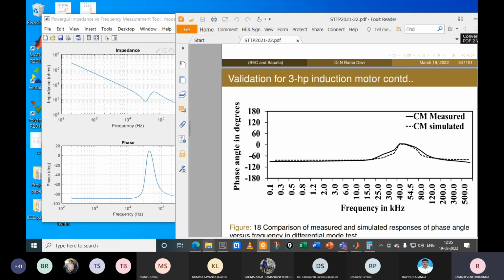For anti-resonance, we have another point. These are the two points, resonance and anti-resonance. Based on this information also, we estimated the parameters.